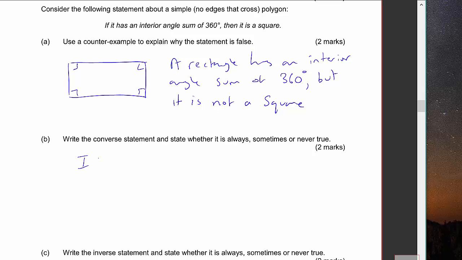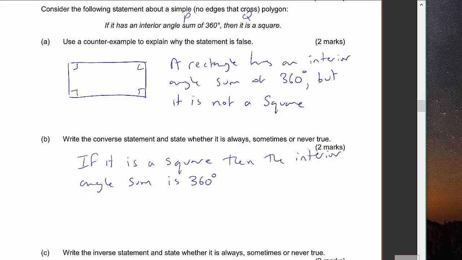So if it is a square, remember that this is the original statement of P and Q. So the converse has Q and P switched over. So if it's a square, then the interior angle sum is 360 degrees, and that is always true.